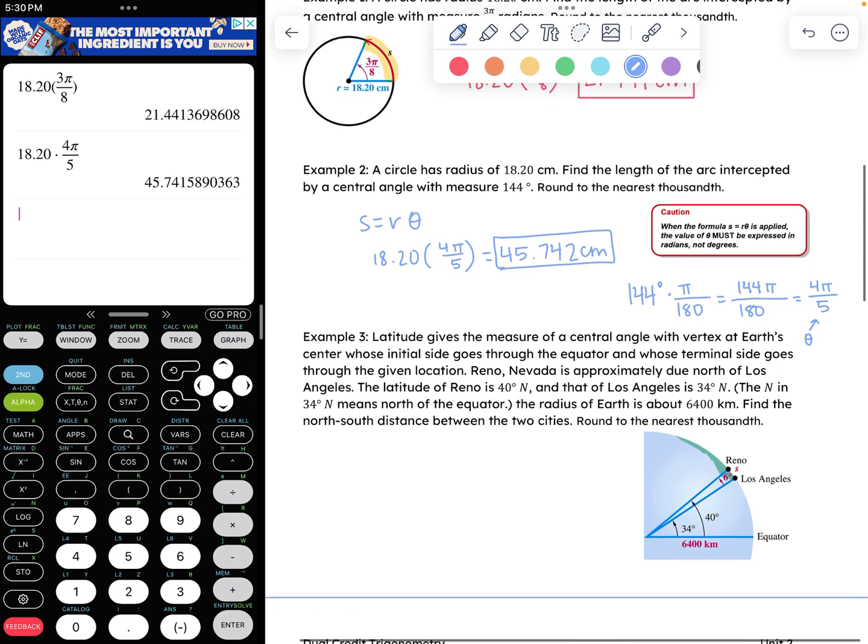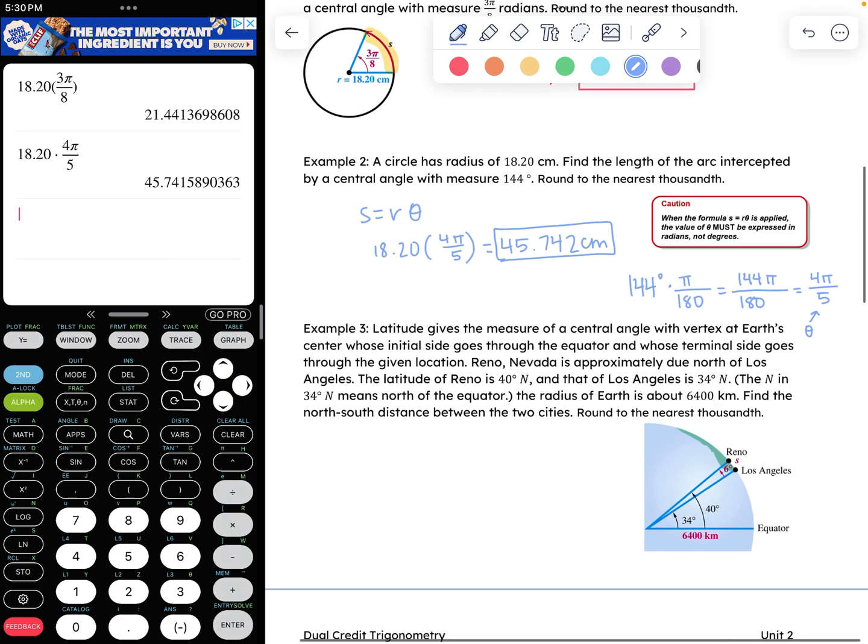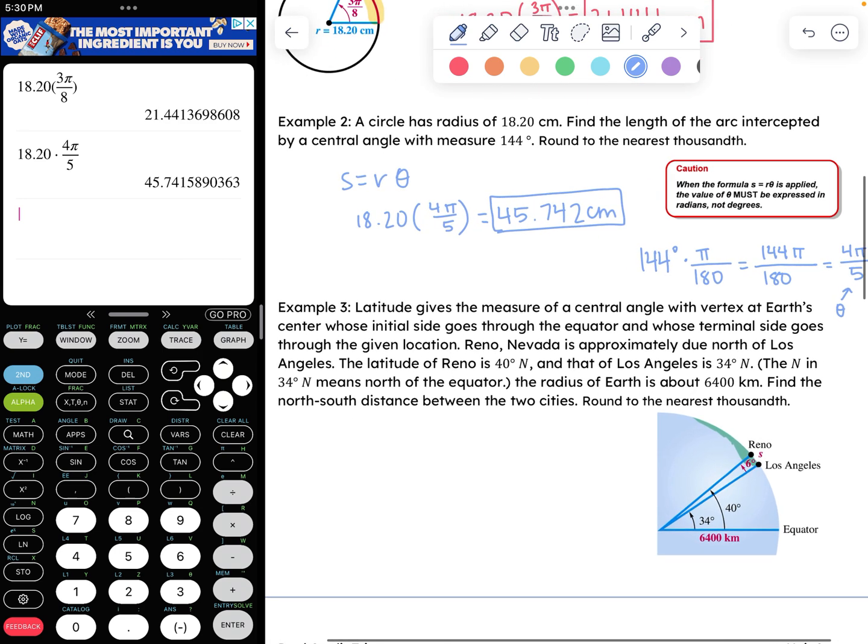All right. And it can be applied to word problems. That's what we have in example 3. Example 3 says latitude gives the measure of a central angle with the vertex at Earth's center, whose initial side goes through the equator and whose terminal side goes through the given location. Reno, Nevada is approximately due north of Los Angeles. The latitude of Reno is 40 degrees north, and that of Los Angeles is 34 degrees north. The N means north of the equator. The radius of Earth is about 6,400 kilometers. Find the north-south distance between the two cities and round to the nearest thousandth.